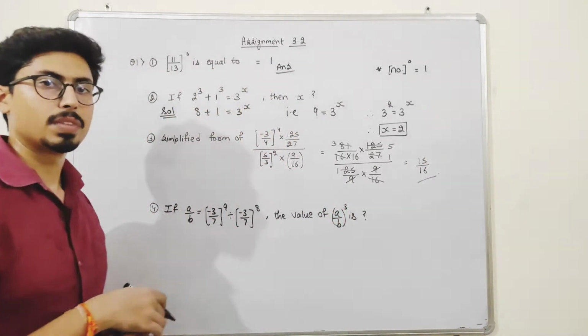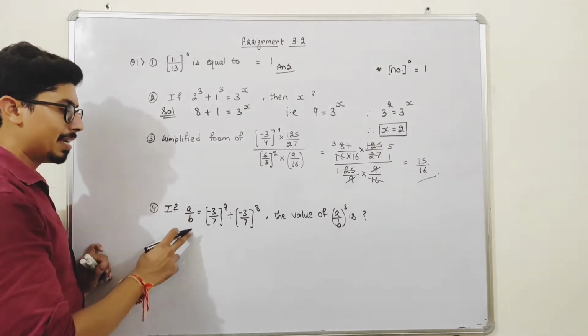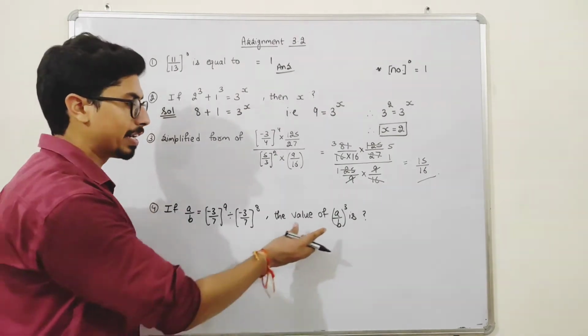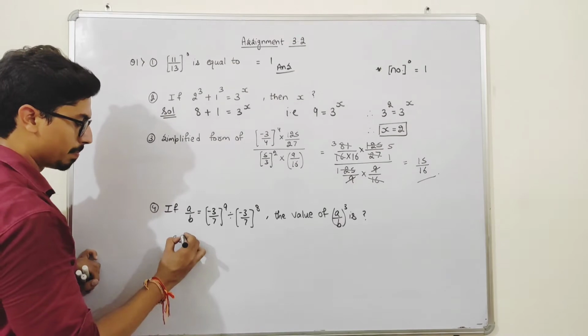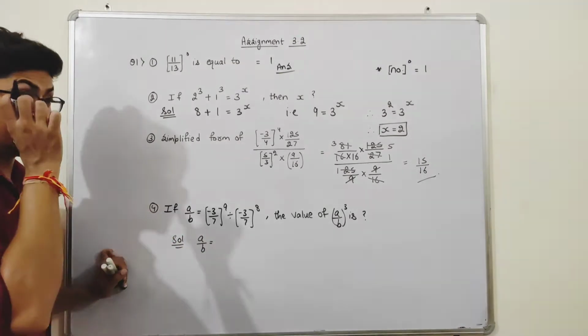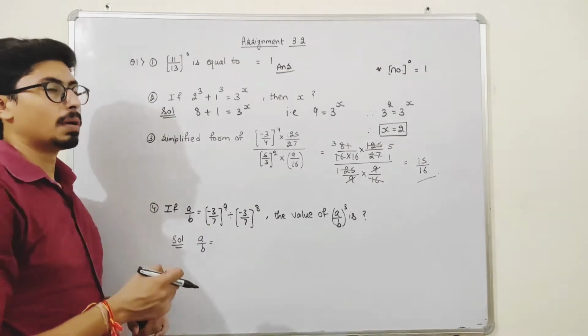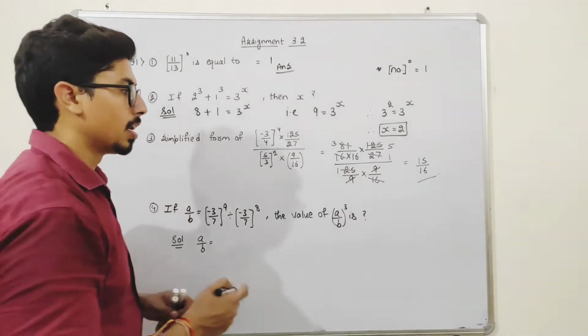Okay, students, now the fourth part. See, a by b is equal to this, and we have to find the value of a by b whole cube. So students, if you solve it, a by b as it is. Before solving this, I will tell you a property.